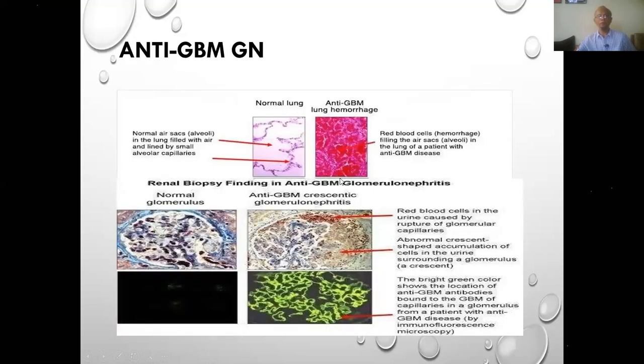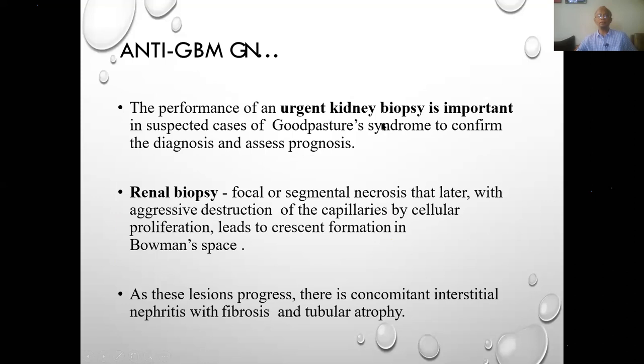Now, these are the features you will get on renal biopsy. The performance of an urgent kidney biopsy is important in a suspected case to confirm the diagnosis and to assess the prognosis. In renal biopsy, you will get focal or segmental necrosis with aggressive destruction of the capillaries by cellular proliferation, which leads to crescent formation in Bowman's space. There is also some crescent formation from the basement membrane. As this lesion progresses, a concomitant interstitial nephritis with fibrosis and tubular atrophy can occur.